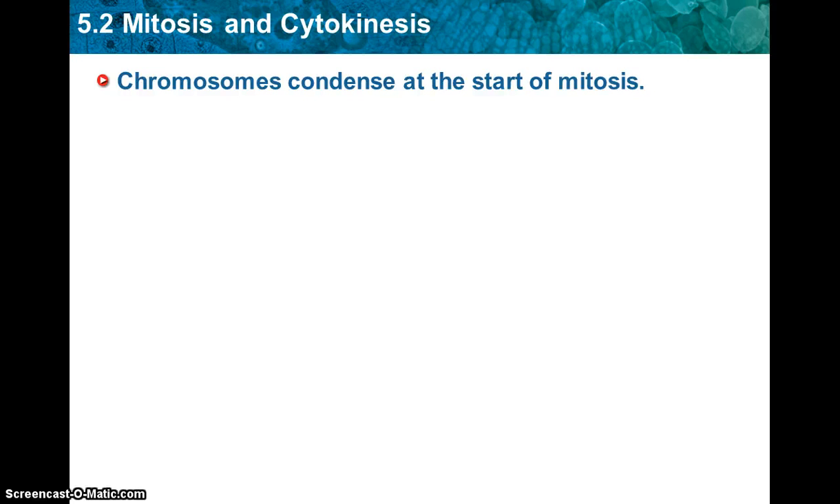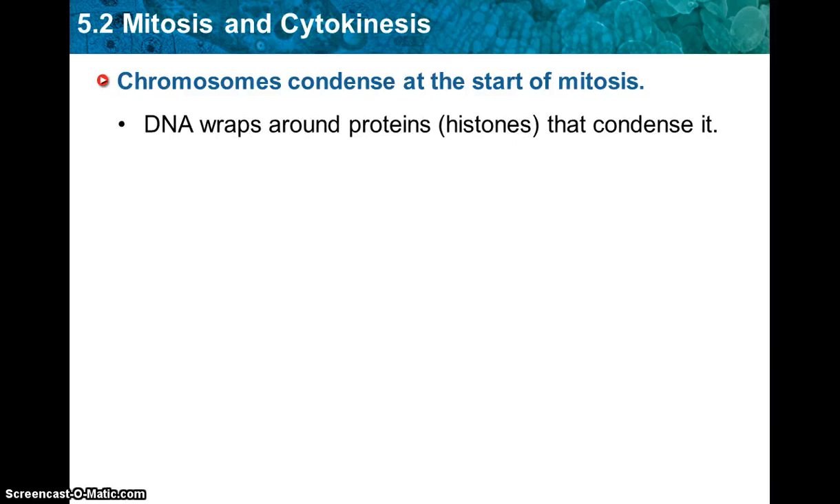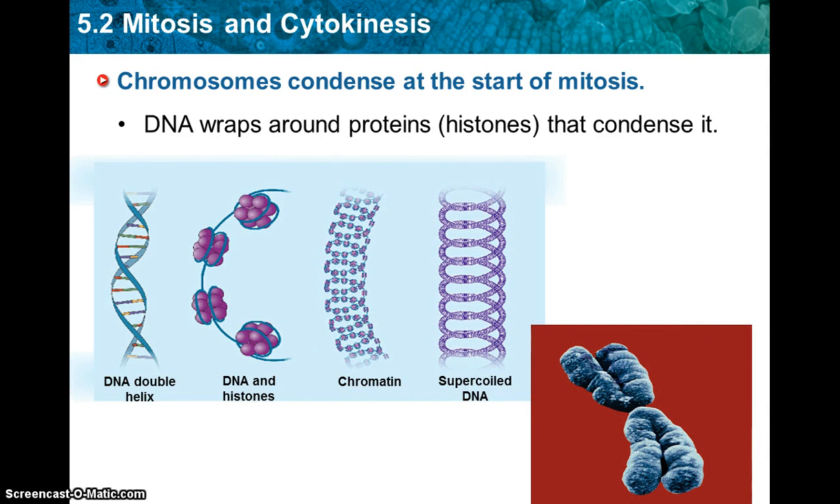So chromosomes condense at the start of mitosis. Condense means they're going to get smaller. Okay, so that's what they're going to start off to do. DNA wraps around proteins called histones that condense it. So this is what it does. It breaks it off into what looks like an X. So we're going to talk about that today.